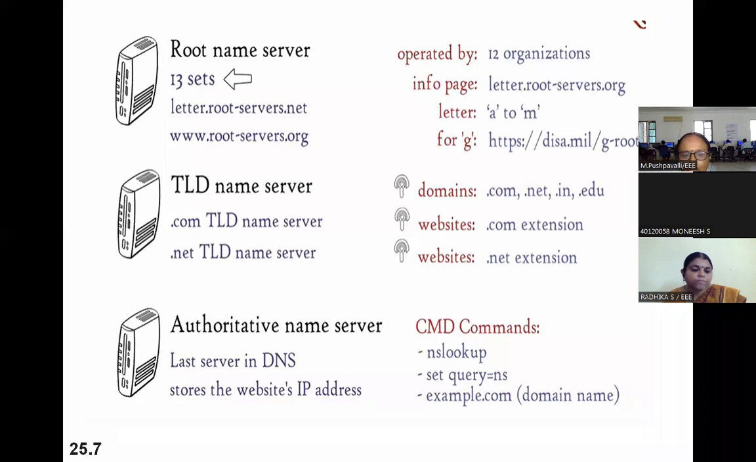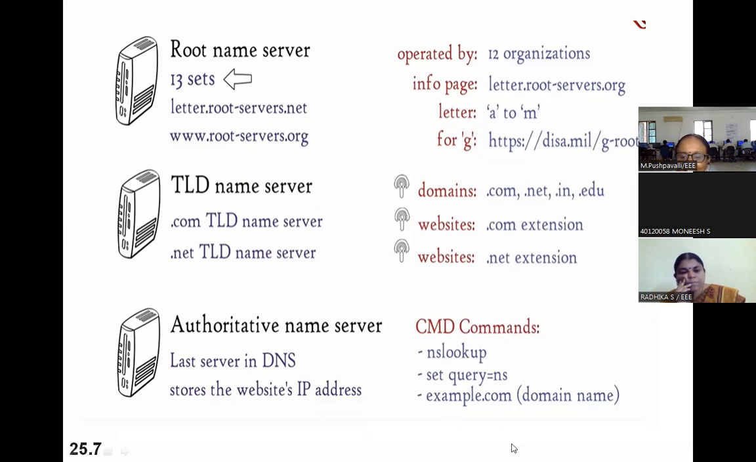Root name server, top level domain name server, authoritative name server. Okay, root name server, we have 13 sets. While I'm saying like that, we use the extension org. Org is for the root name server. Top level domain server, .com, .net, .india, education. In our Satyabama, we are using .ac.in, academia. All this will come under the top level.